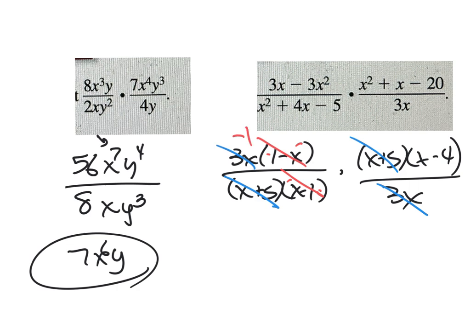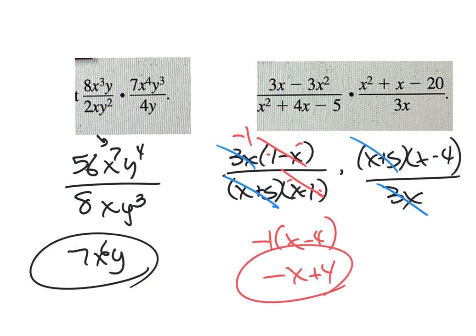Usually when you cancel stuff, people think it's just gone. It's not really gone. It's really like 3x goes into 3x one time. When you cancel, it really becomes a 1. But that's a negative 1. So I have this left over. I have a negative 1 and an x minus 4. If you distribute that negative 1, you get negative x plus 4. And there you have it.